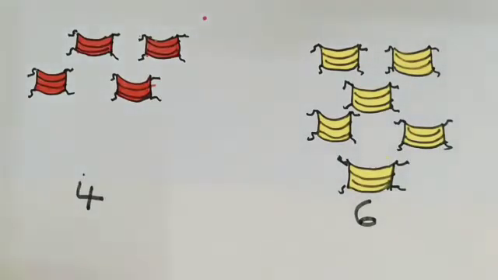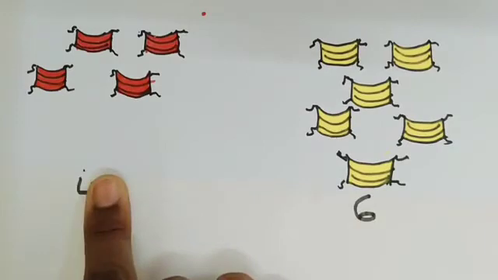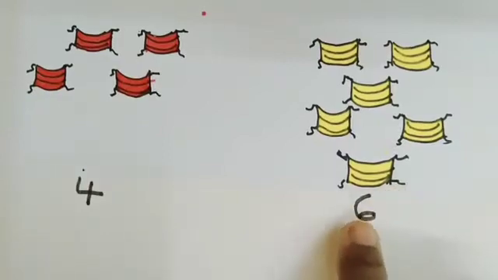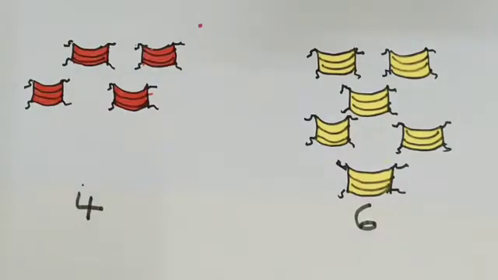Now, which color of the mask do I have more? I have more yellow masks than red masks. How do you know that, children? With the help of the picture, right? So 6 is greater than 4. Children, with the help of a picture or things, we can come to know that these things are more than this thing. But without a picture, how do we compare anything?